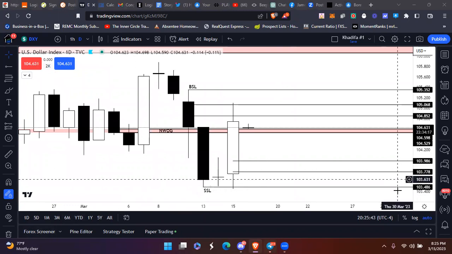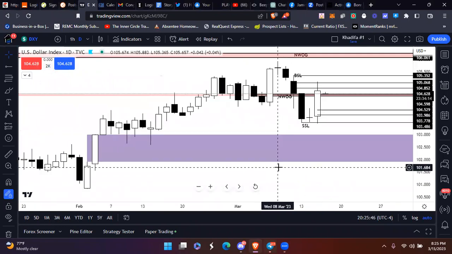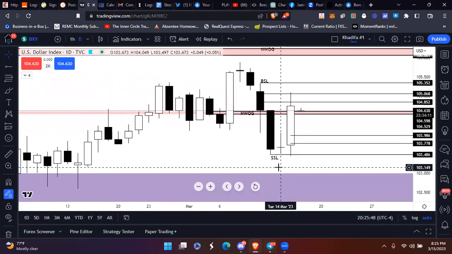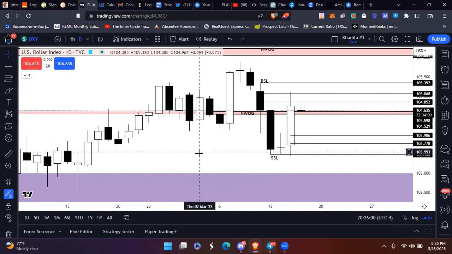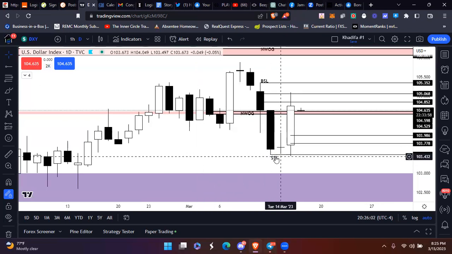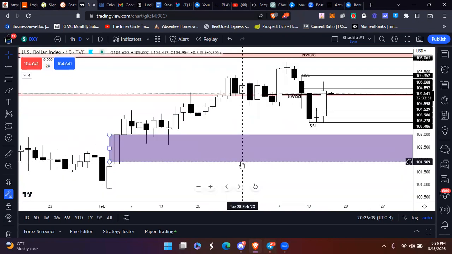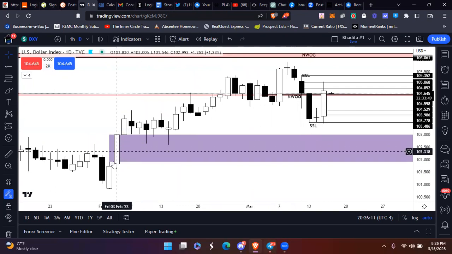All right, cool beans. So now, with that being said, and the algorithm delivers price very simply, in rhythm. So I told you guys if we broke below Monday's sell side liquidity, that I wanted to see the algorithm deliver price down into this daily fair value gap that we see right here.